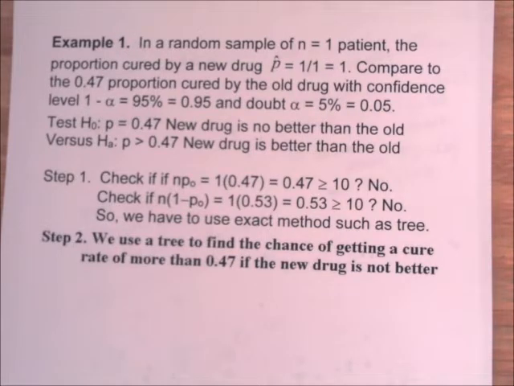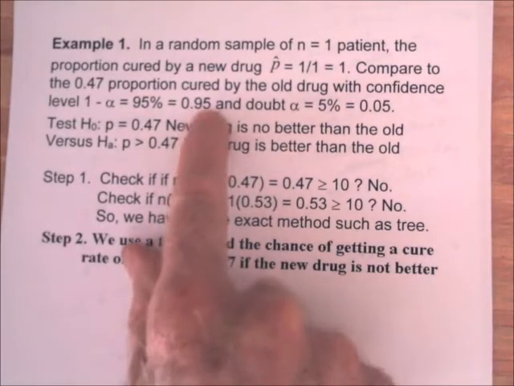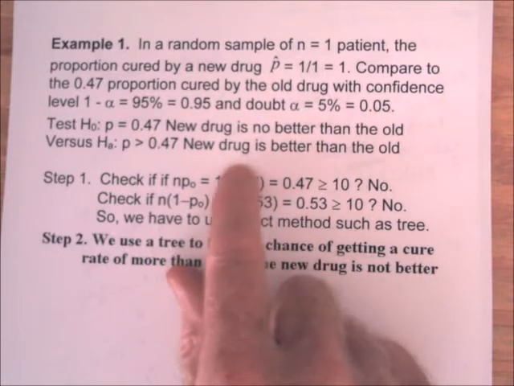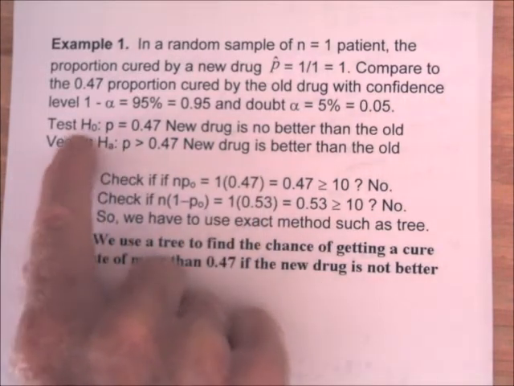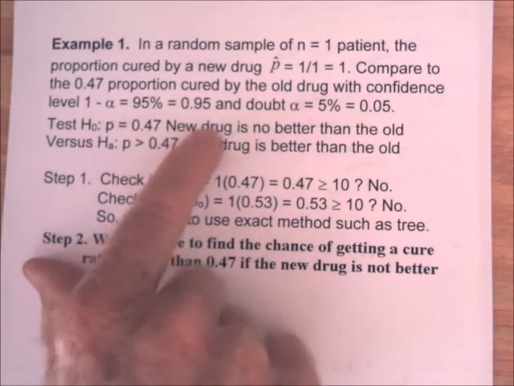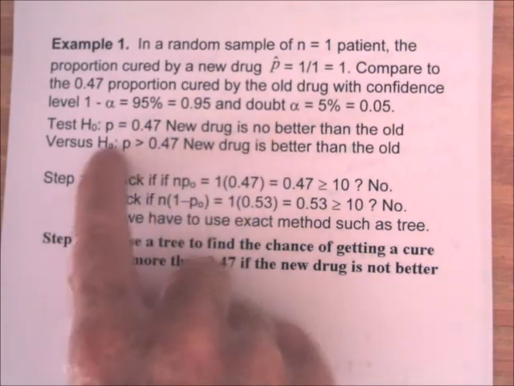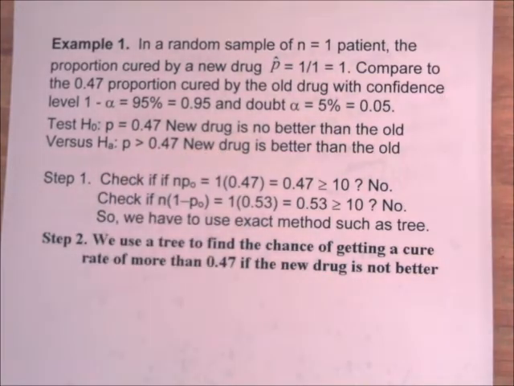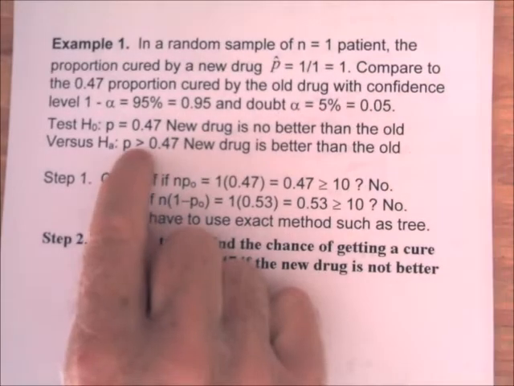And we want a confidence level of 95% or 0.95, and that means a level of doubt of 0.05. In symbols, we want to test H0, p equals 0.47, the new drug is not better than the old, versus the alternative, HA, p is greater than 0.47, the new drug is better than the old. So this is called a right-tailed test.